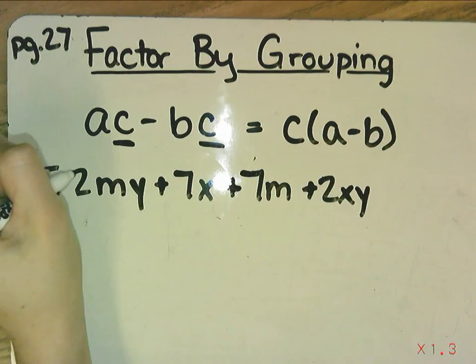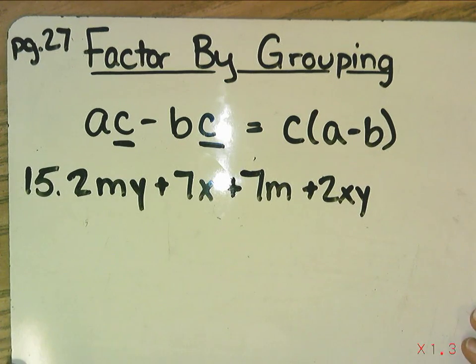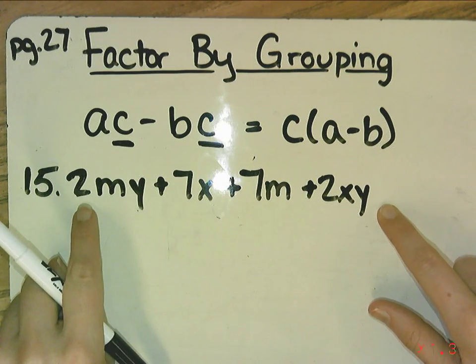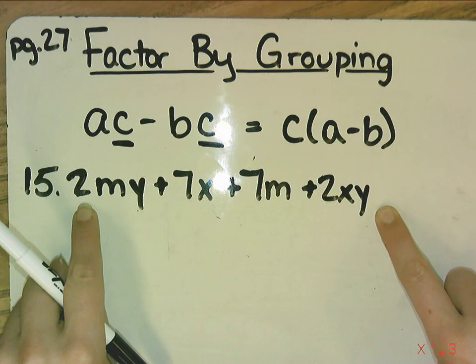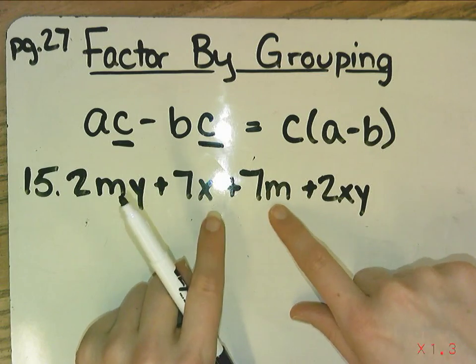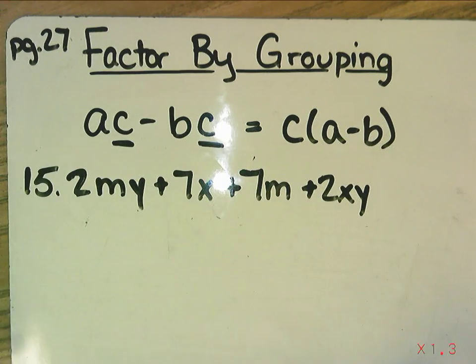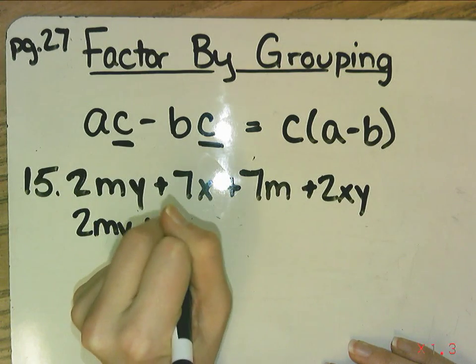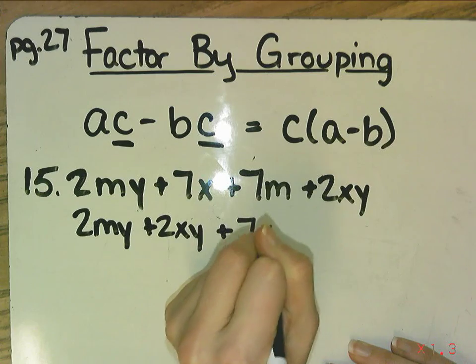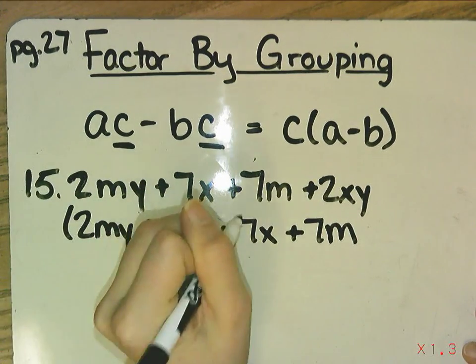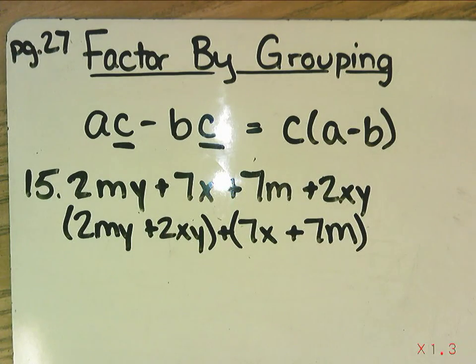So now I'm going to ask myself, well, how could I group it? How could I rearrange so that my groups are maybe helpful? Well, here I notice I have 2y and 2y, so they have a common factor that I could work with. And here I've got 7x and 7m. They have 7 in common. So maybe I'll rearrange this as 2my plus 2xy plus 7x plus 7m. And now I'll group it. And this may be more helpful.